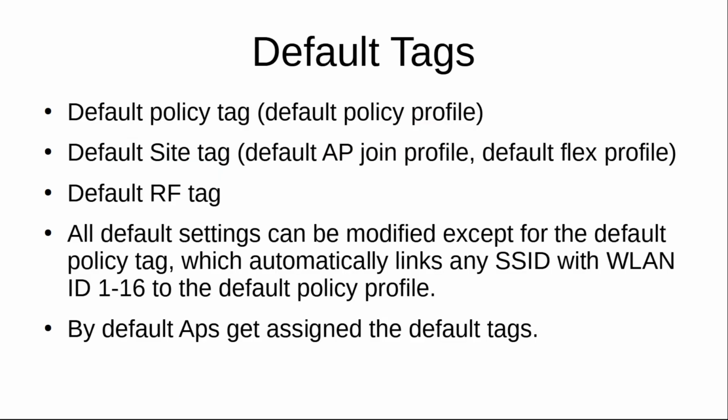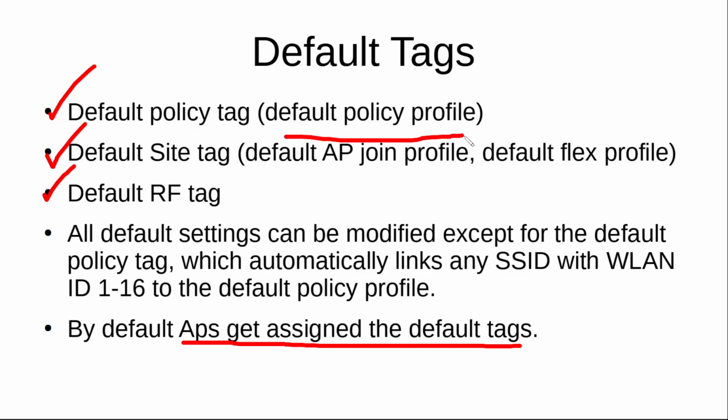There are default tags. So by default, an access point will get assigned to default tags, which are the default policy tag, the default site tag, and the default radio frequency tag. All these defaults can be modified with the exception of the default policy tag, which automatically links any SSID with the wireless LAN IDs 1 to 16 to the default policy profile. That's it.